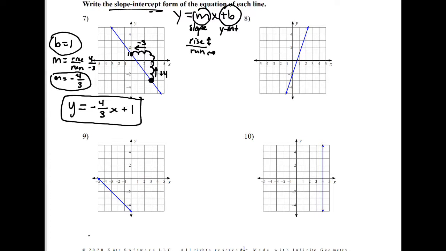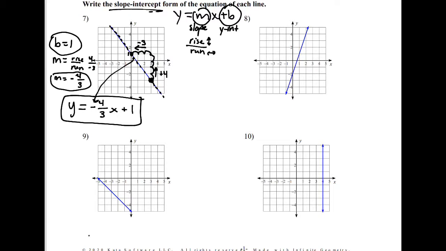One thing you also want to check, just to make sure you're doing your slope sign correctly. Notice that the line in number 7 is going downhill from left to right, and so, therefore, your slope should be negative. And it makes sense because it is. If I look at number 8, I notice from left to right, it's going uphill. So I know I should end up with a positive m, a positive slope. Alright, so let's go ahead and look at that.